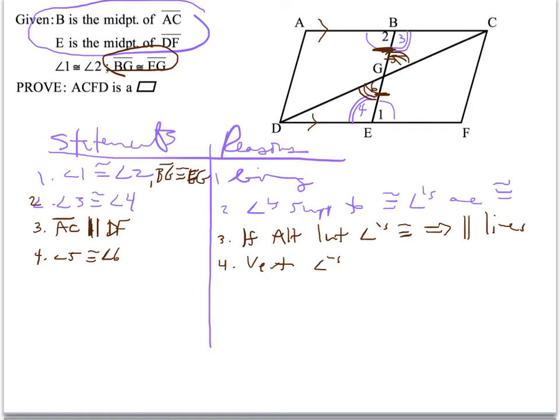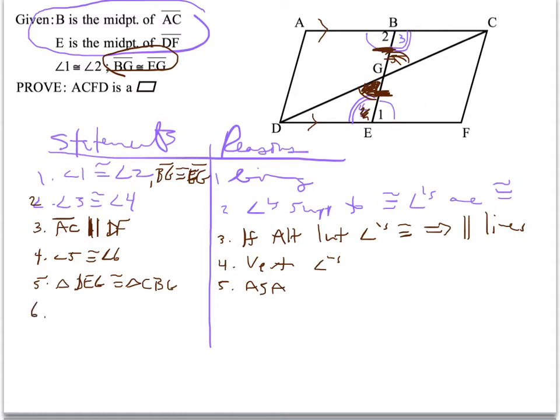Getting a little messy here. But what that does, BG congruent to EG, is it gives us congruent triangles. My figure's, like I said, a little bit messy, but hopefully you can see we have an angle, a side, and an angle that gives us triangle DEG congruent to triangle CBG. And like we said, angle, side, angle.